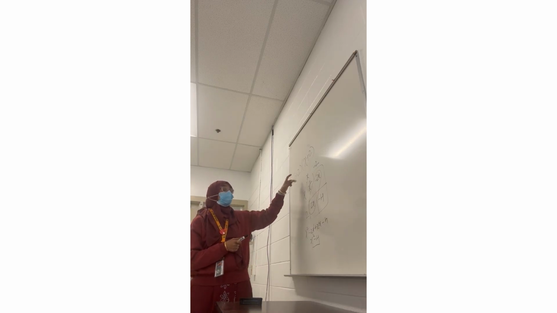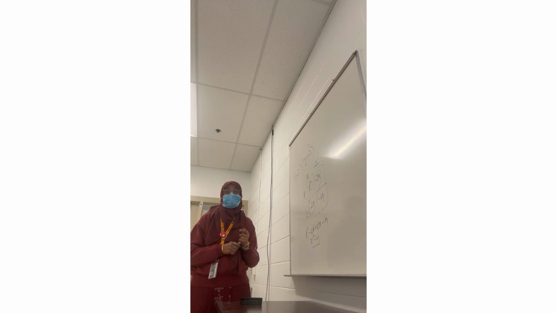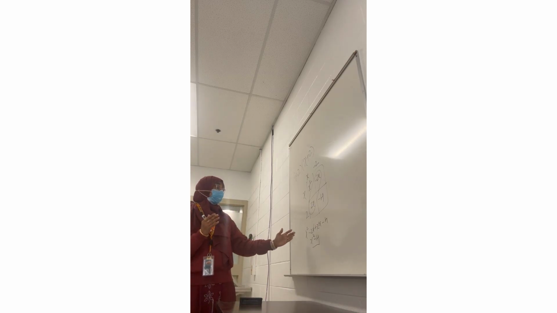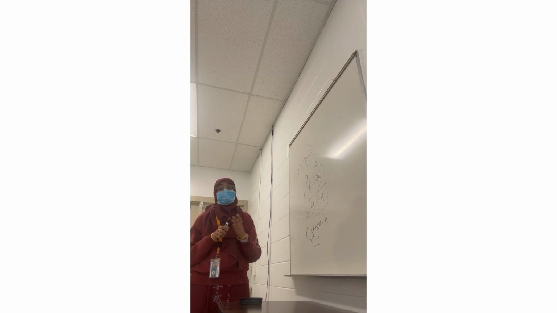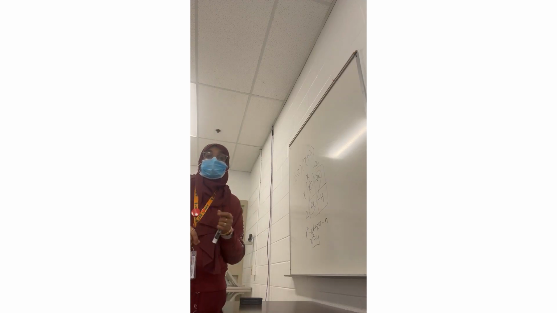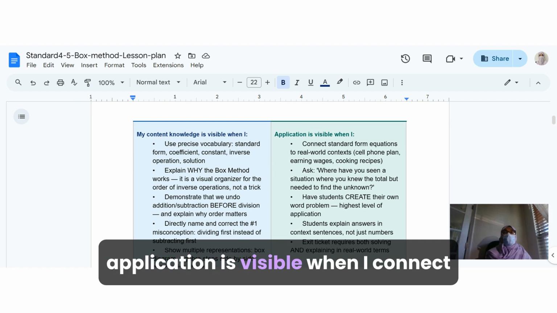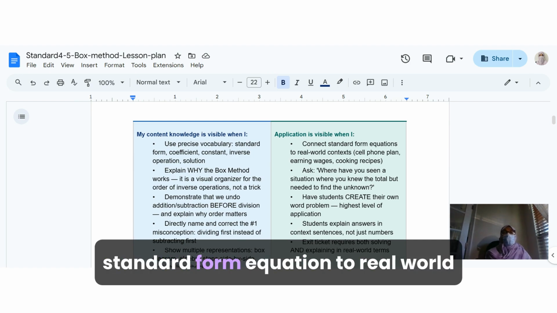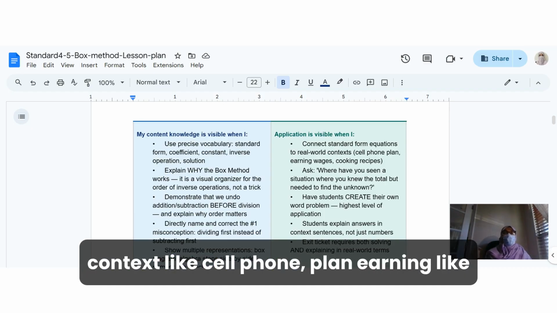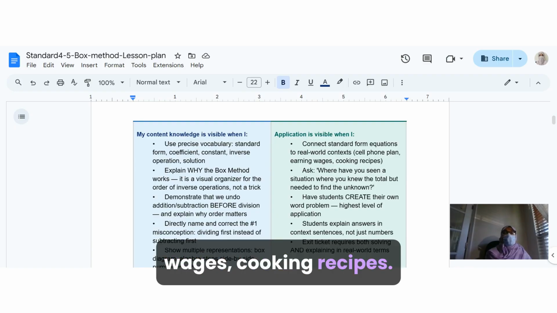And when we started, it was the exponential form. Exponential form will be in the brackets. But the standard form will start with the x squared. Remember that, because we're going to do the graph when moving forward. Application is visible when I connect the standard form equation to real world contexts like cell phone plans, earning wages, cooking recipes.